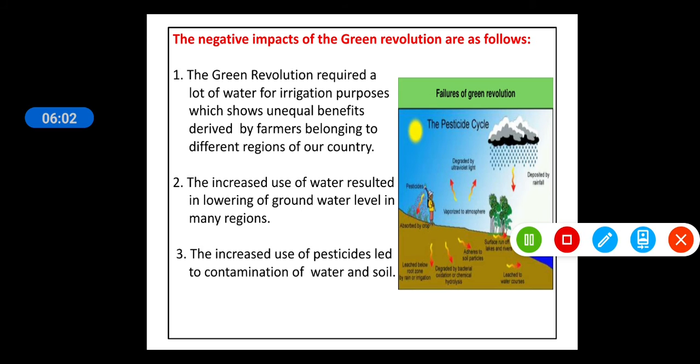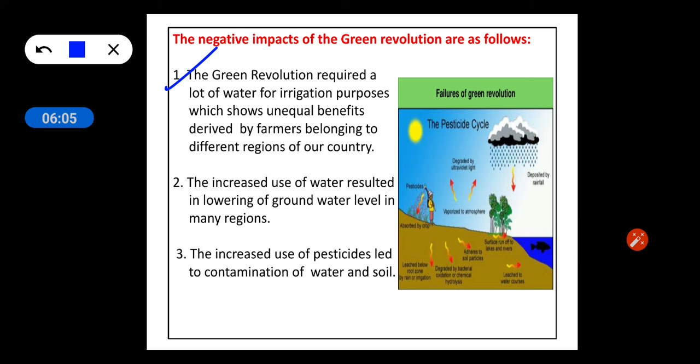And negative impact: the green revolution requires a lot of water for irrigation purposes. So the green revolution is not possible in regions where rainfall is very scanty, which results in unequal benefit derived by farmers belonging to different regions of our country. And then we have increased use of water resulting in lowering of groundwater level in many regions. Lastly, increased use of pesticide led to contamination of soil as well as water.